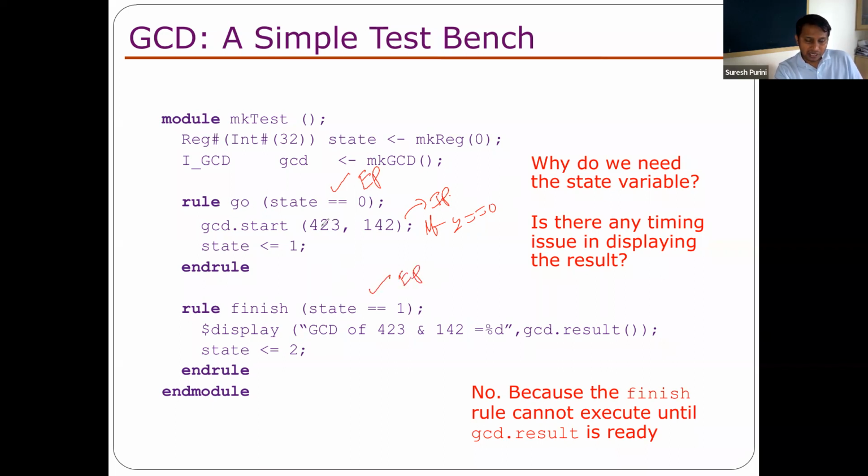After the computation, what happens is in clock cycle 1, the go rule will fire, and then in clock cycle 2, the finish rule is ready to fire because the explicit predicate is ready, but the implicit predicate GCD.result is not ready, because until this Y becomes equal to 0, we cannot call this, and this becomes equal to 0 only after the GCD computation is over. So this is how this whole thing works.